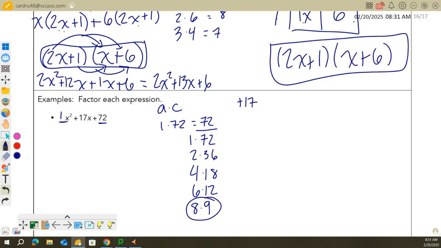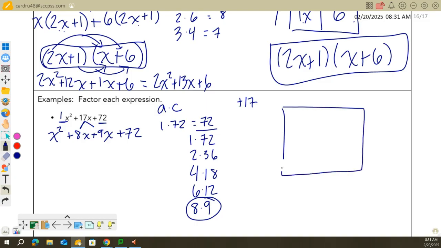So this is what I'm going to use. So I'm splitting up my 17x into 8x plus 9x. And my other two terms stay the same. I'm going to start off with box method since I did grouping first last time. So I'm going to make my box.